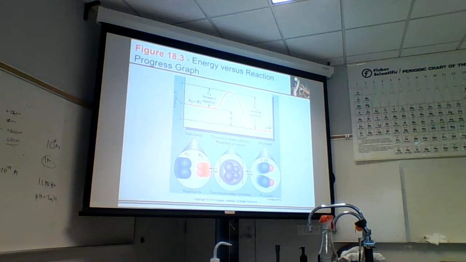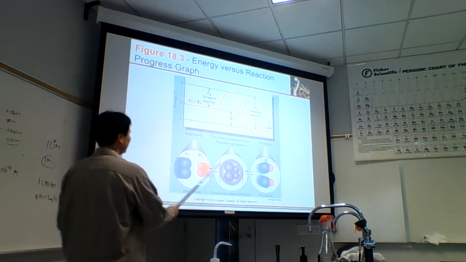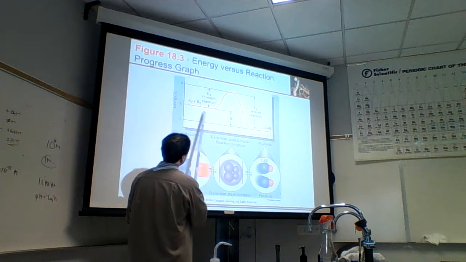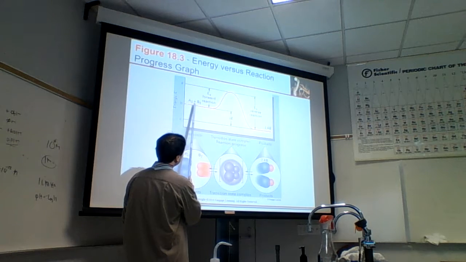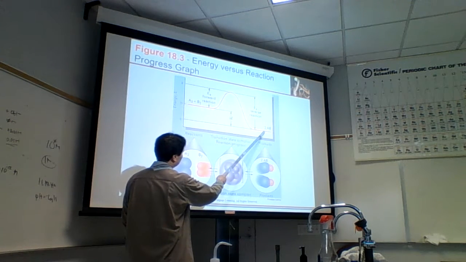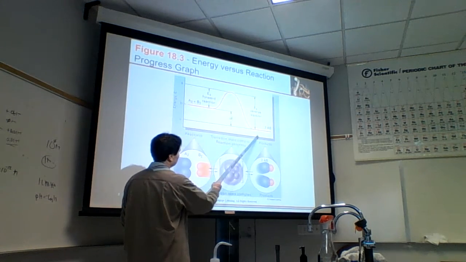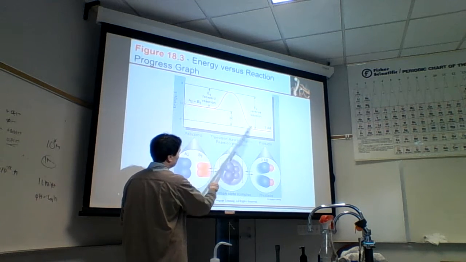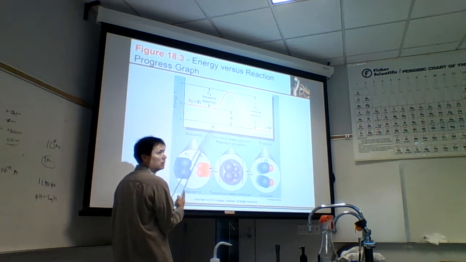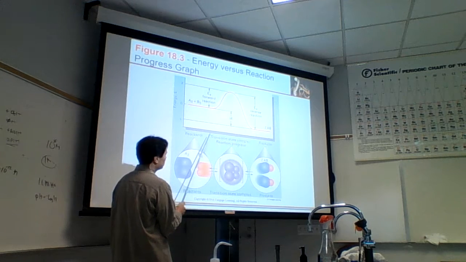If we follow the progress of a collision, this is what we call a reaction progress diagram here. So we start off on the left here. On the left we have the reactants. On the right here we have the product. So how do we get from reactants to products? How we get from reactants to products is we have to break bonds and we have to form new bonds.